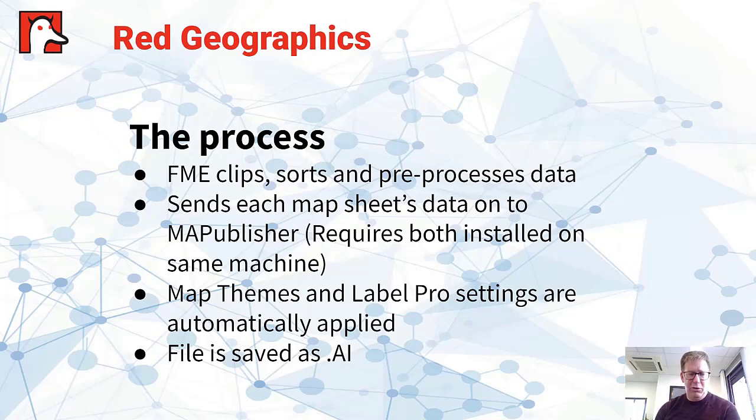When the data is coming into MAPublisher, it's automatically applying predefined map themes. So we're using a template document with the map themes defined. Those are applied automatically, and then Label Pro settings are also applied automatically. And in the end, the file is saved as an AI file, Adobe Illustrator.